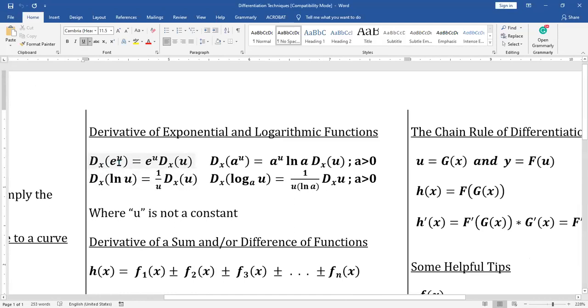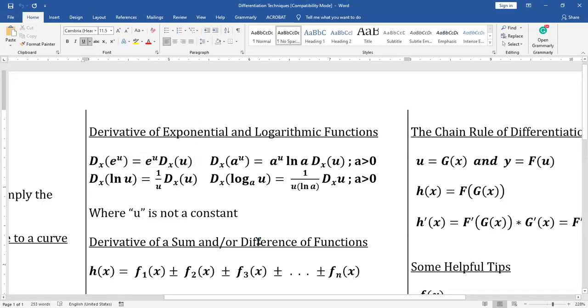The derivative of e to the u, guys, so the u there is anything. It could be anything except a constant. Can it be a variable, sir? Yes. Can it be an expression? Yes. Can it be a function itself? Yes, so long as it is not a constant. So the derivative of e to the u is equal to e to the u itself times the derivative of the exponent.